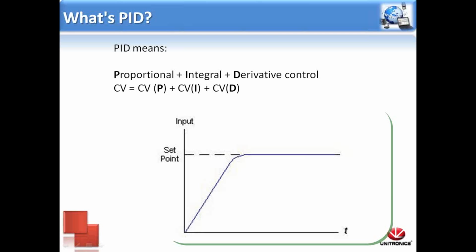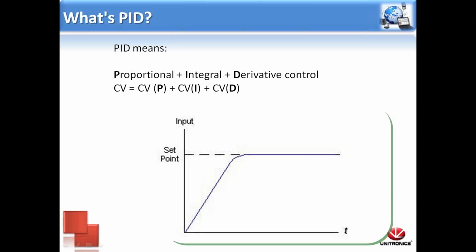What exactly does PID stand for? It stands for proportional, integral, and derivative control. These three types of control account for our control value, which is our output. The total control value is equal to the control value from the proportional plus the control value from the integral plus the control value from the derivative. These three combined make up the total control value.